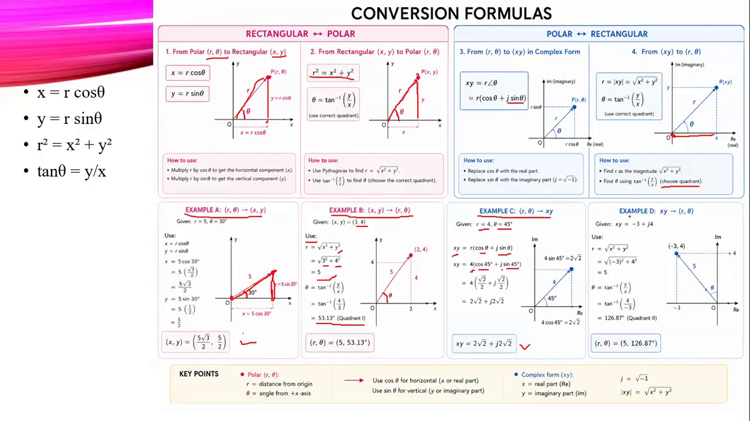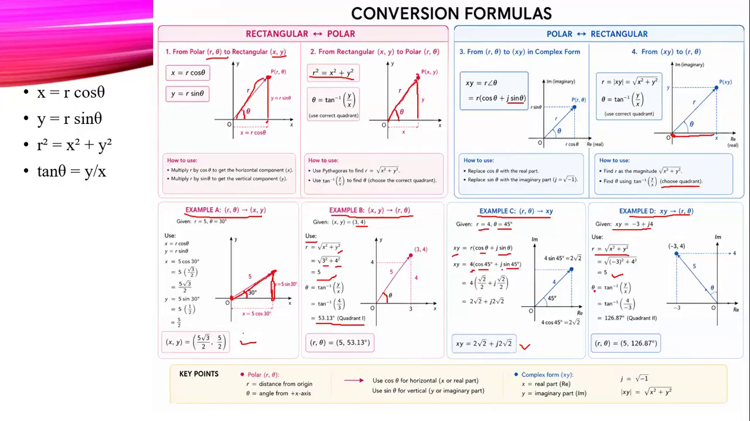And then we have our example B here, which says xy to r theta. So we're given xy is equal to negative 3 plus j4. So we use our formula, which is r equal root x squared plus y squared. So where we see x, we put negative 3. Where we see y, we put 4. So negative 3 to the second power will be 9 plus 4 to the second power, we have 16. And if you square root 25, we end up with 5.